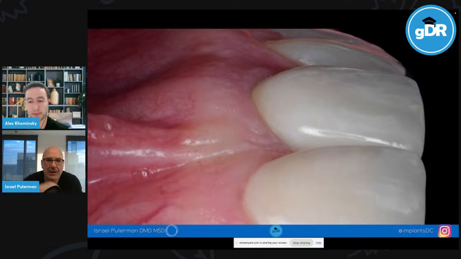And here you can appreciate the contour by using that socket shield and using that connective tissue graft. I know of no other technique that's able to allow for that contour that really preserves the shape of the roots. It's not just the emergence, but all the way up the root structure.